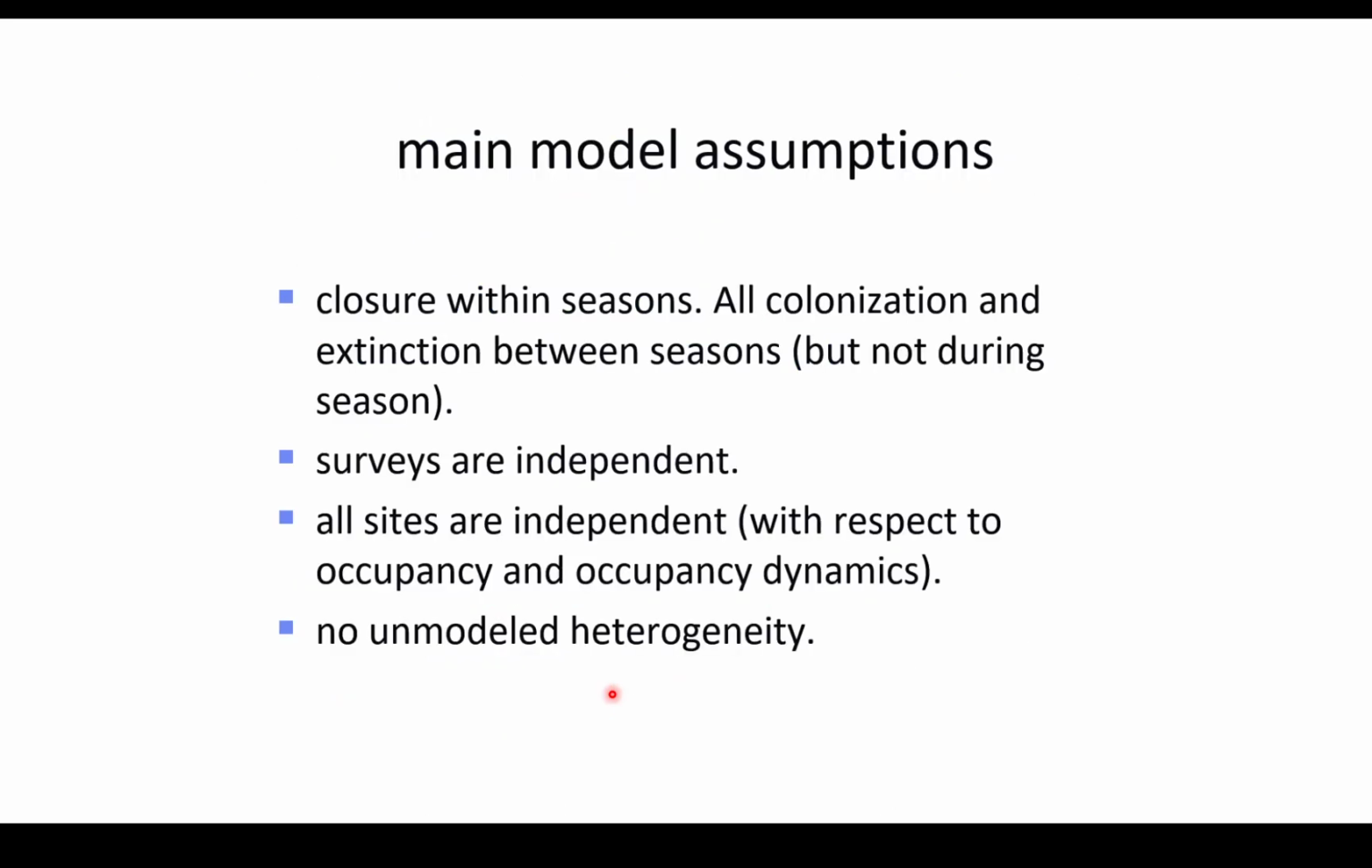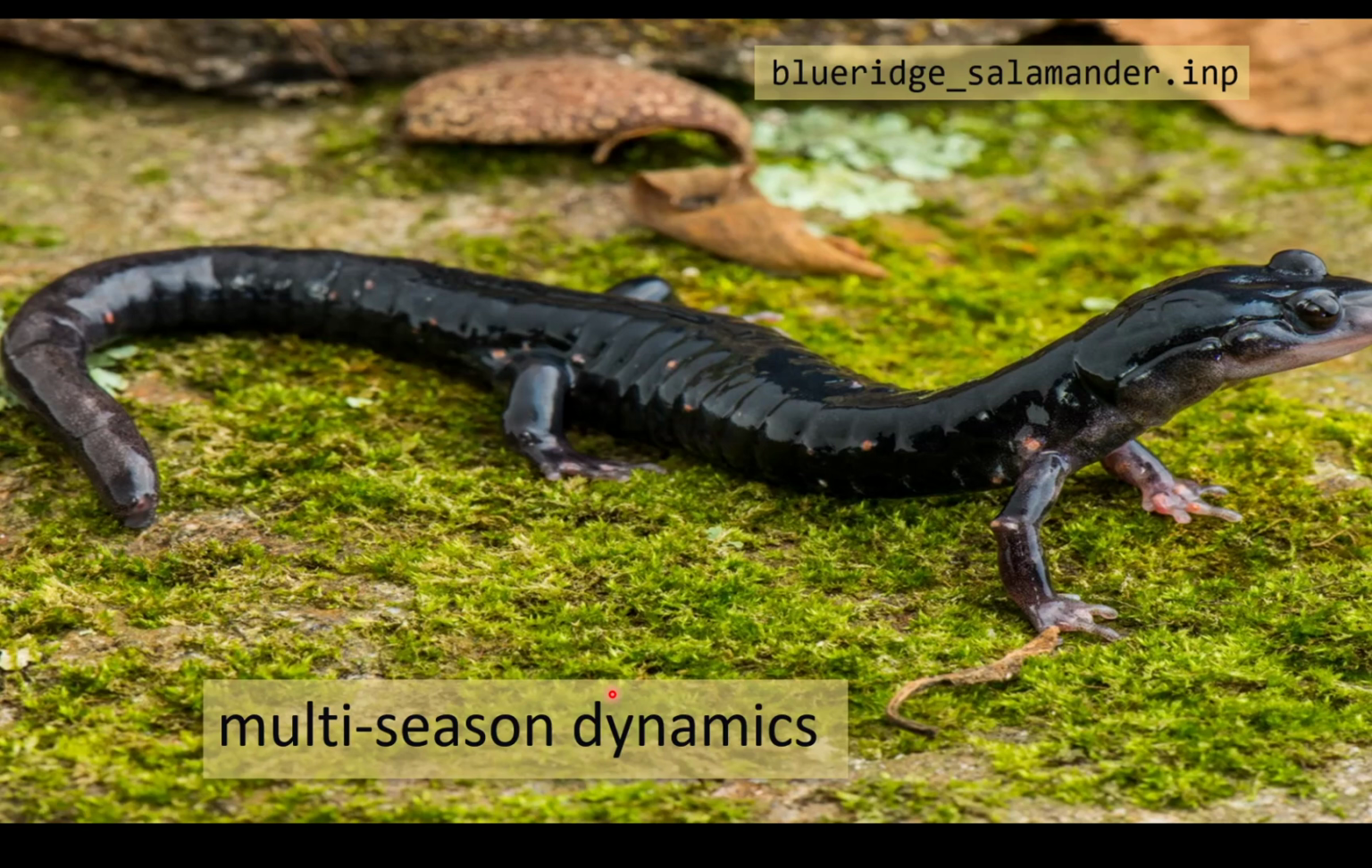Okay, so the standard assumptions for the dynamic occupancy model, again, are closure within seasons, and that all the colonization and extinction occurs between seasons, but not during the season. So individual ponds don't change. They don't go locally extinct or become colonized during the year, but between years, that's fine. Surveys are independent. All the sites are independent with respect to the dynamics. And again, there's no unmodeled heterogeneity.